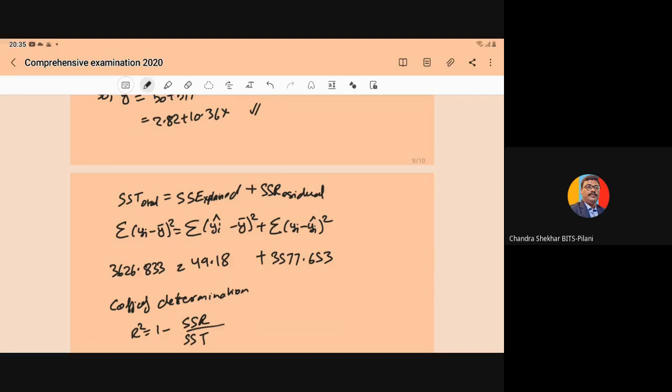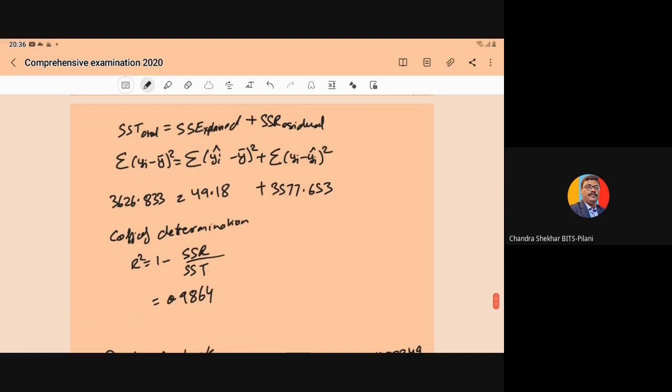3626.8333 is equal to 49.18 plus 3577.653. For this, you can take the help of Excel, because last time it was online, so the students had the facility of using Excel. So you can use Excel also for this purpose. And the coefficient of determination R square is equal to 1 minus SSE upon SST. So the required value will be 0.9864.